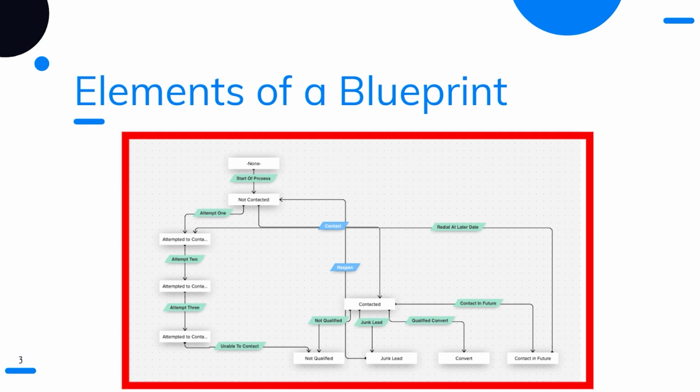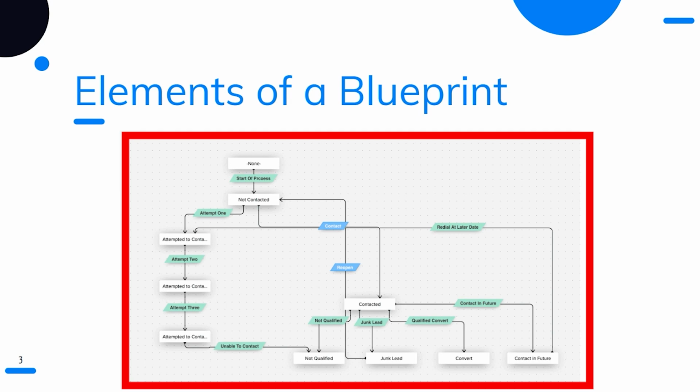Next, we have actions. These are the specific tasks and activities that need to be completed within each stage. These can include sending emails, making calls, scheduling meetings, or creating follow-up tasks. By defining actions, you ensure that the necessary steps are taken at the right time, providing a consistent and systematic approach to managing your sales process.